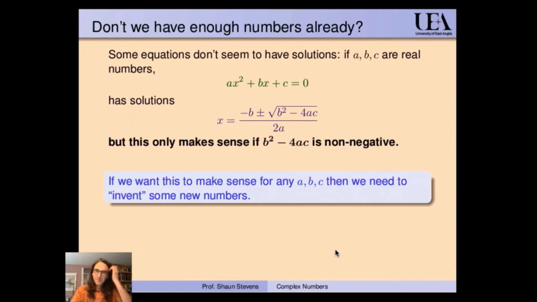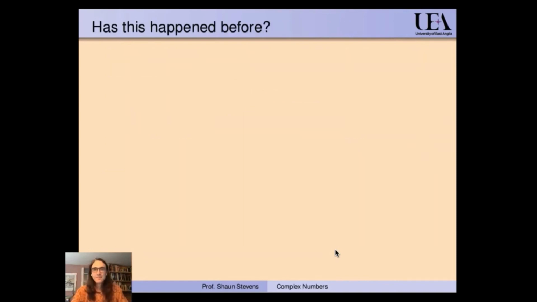Inventing new numbers might seem like a strange thing to do. Is this something we've ever done before? Well, the answer is yes, repeatedly. We started with natural numbers. To a certain extent, we invented those already, by abstracting from what we see. They're the counting numbers, 1, 2, 3, and so on.